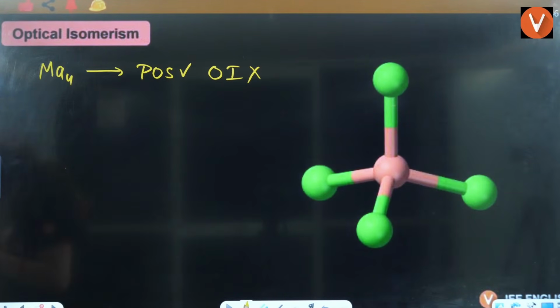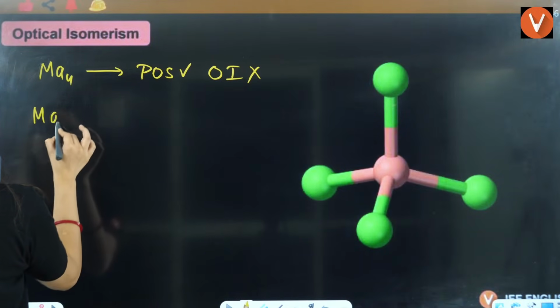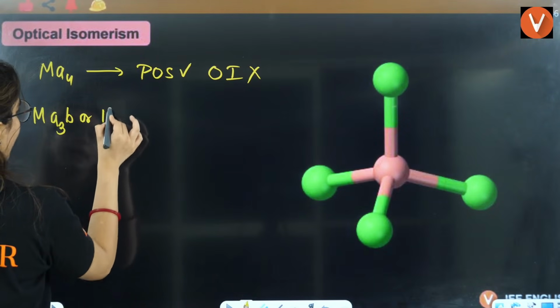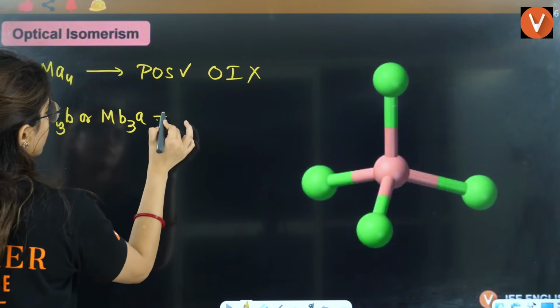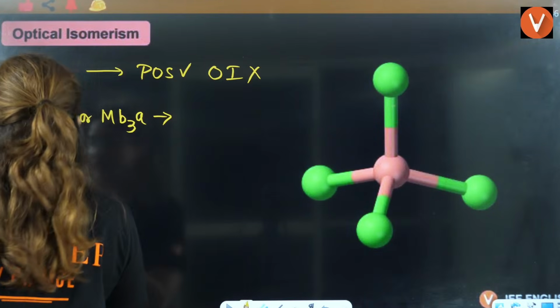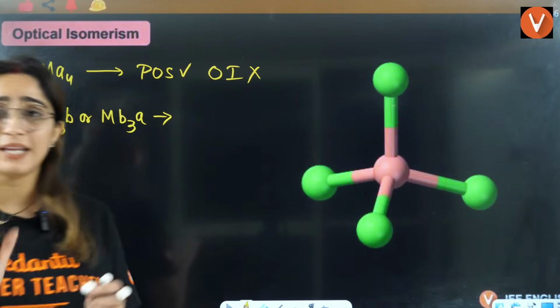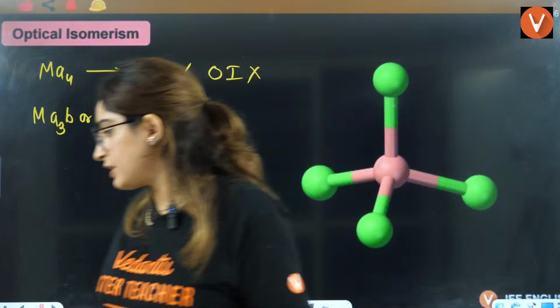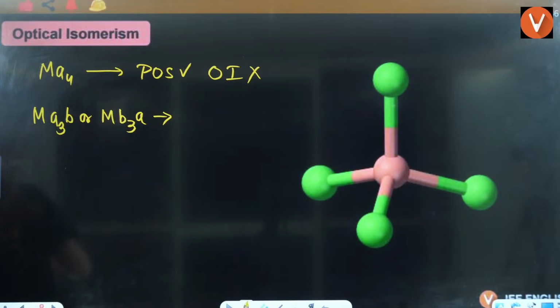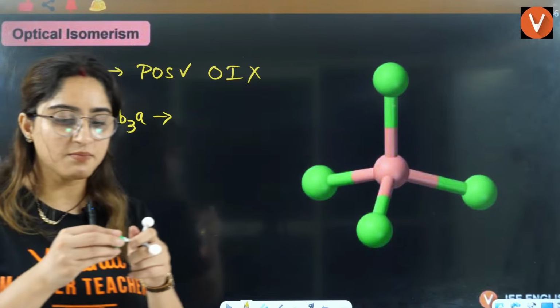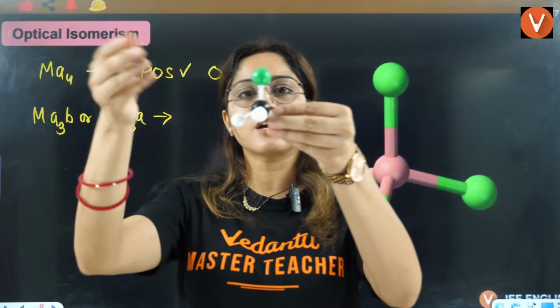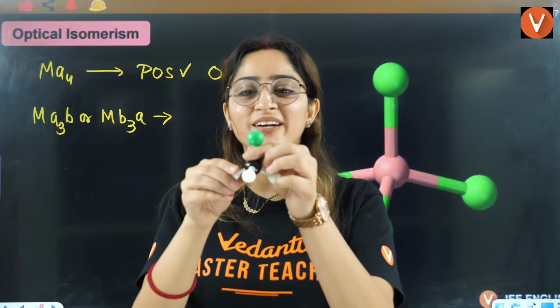Then we have MA3B, or MB3A. Whatever you have, that is the same thing. That means you will have three atoms which are same and one atom will be different. Students, when you visualize this in reality, this will become very easy for you. You can see the structure. Now you will see, ma'am, this is not at all a big deal, right?